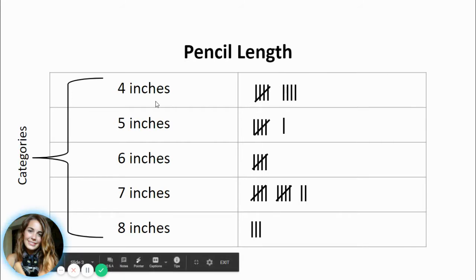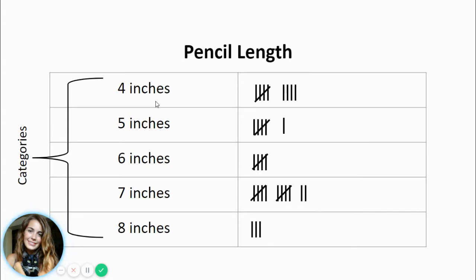So we talked about the difference between categorical and numerical data yesterday. And when we're looking at the categories, we can tell whether or not data is categorical or numerical based on what the answer choices are. In this frequency table, the answer choices are numbers: 4 inches, 5 inches, 6 inches. So that would be numerical data.